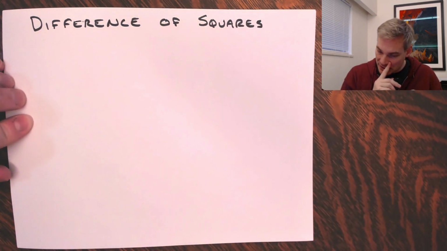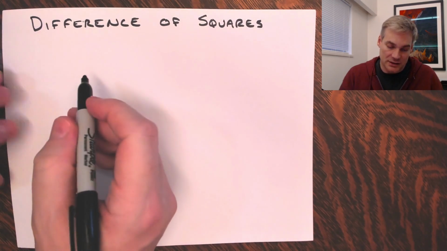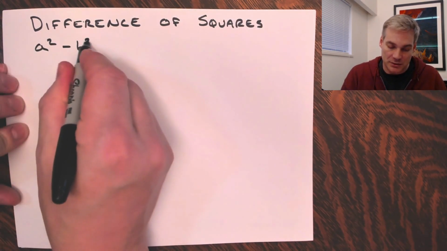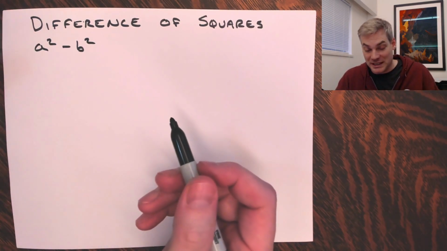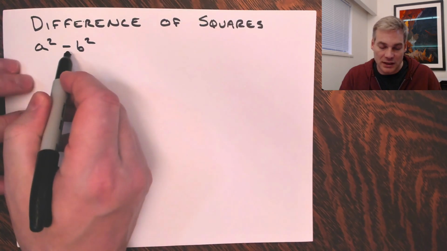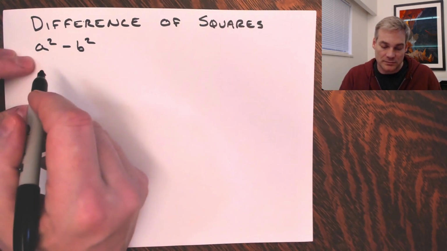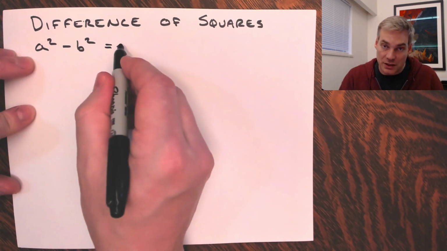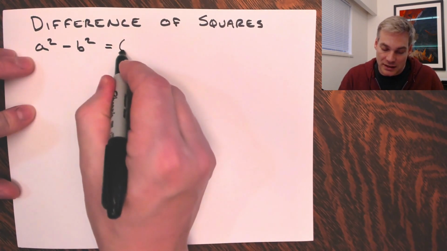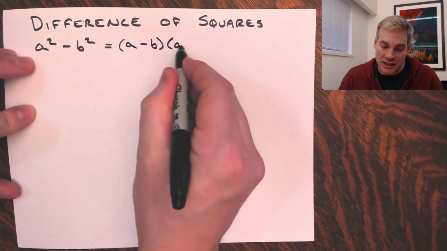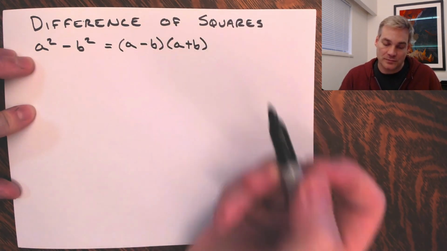So in general and always, a difference of squares will have the form a squared minus b squared. And this is where we get the name. So it's the difference, the subtraction, of two different squares. If we wanted to factor this, we can factor it really quickly. So it turns into a minus b times a plus b.